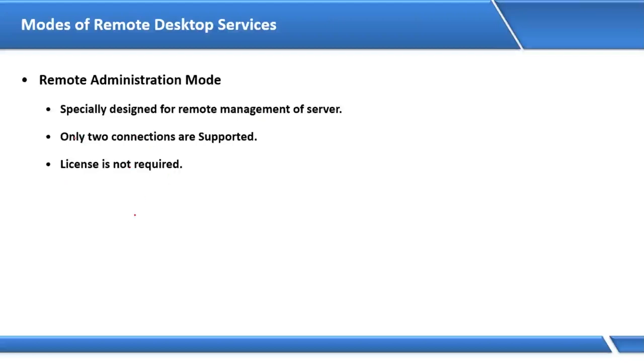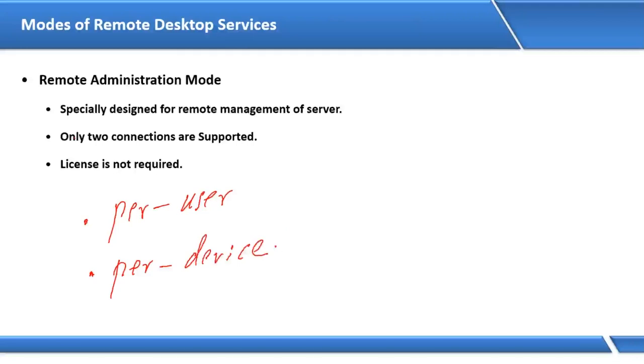But if you want to allow more than two, then we have to go for licensing. Try to understand this one. Licensing is very important here. The first license we have is called per user. Per user. The second option you have is per device. Per user, per device.